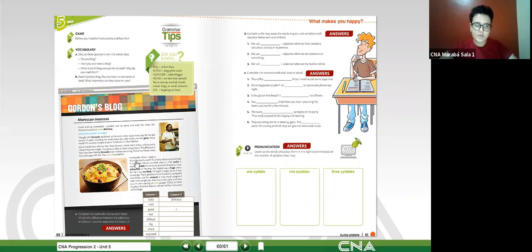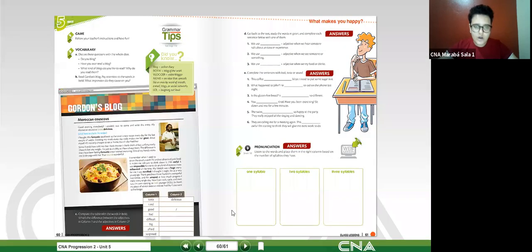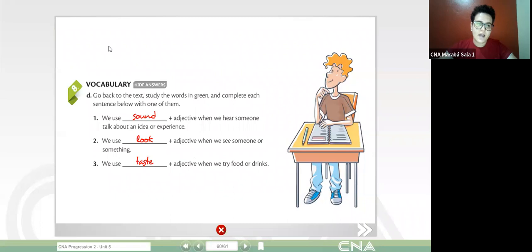In the text, we saw the use of some different adjectives like delicious, great, fantastic, huge, awful, that are intensifiers, so they are more intense adjectives. And we also saw the use of 3 verbs, the verb sound, the verb look, and the verb taste. We use sound plus adjective when we hear someone talk about an idea or experience. We use look plus adjective when we see someone or something, and we use taste plus adjective when we try food or drink. So taste we use when we feel things in our mouth, like food or drink.